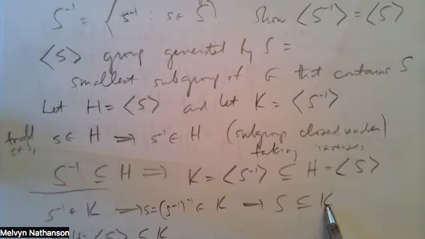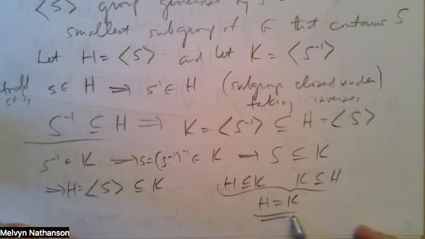Because again, H is the smallest subgroup that contains S, and K is a subgroup that contains S. So H is contained in K. So we have the two inclusions, H contained in K, K contained in H. And if you put them together, that's the definition of two sets being equal. And that's the end of the proof.